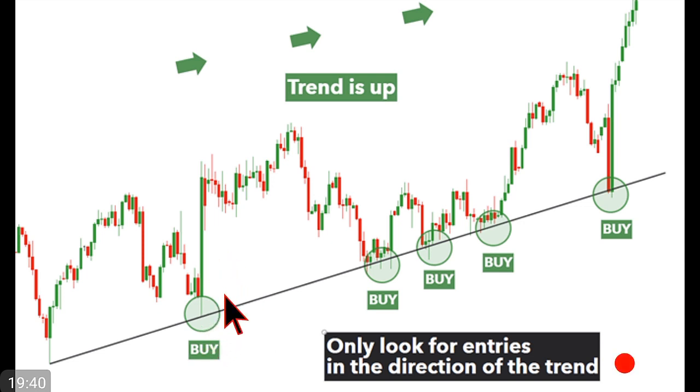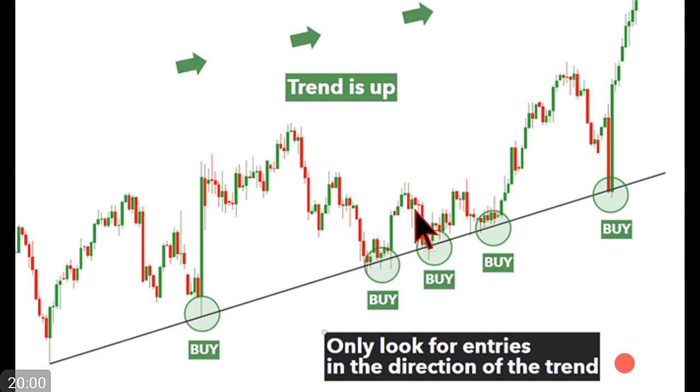Once it came towards this place, you buy. Once you get towards this place, you buy. You see your profit comes to here, you buy. Once it gets here, you buy. Once it comes towards here, you buy. You can see that you only look for entries in the direction of the trend. The trend is an uptrend, so you are only looking for buy entries.